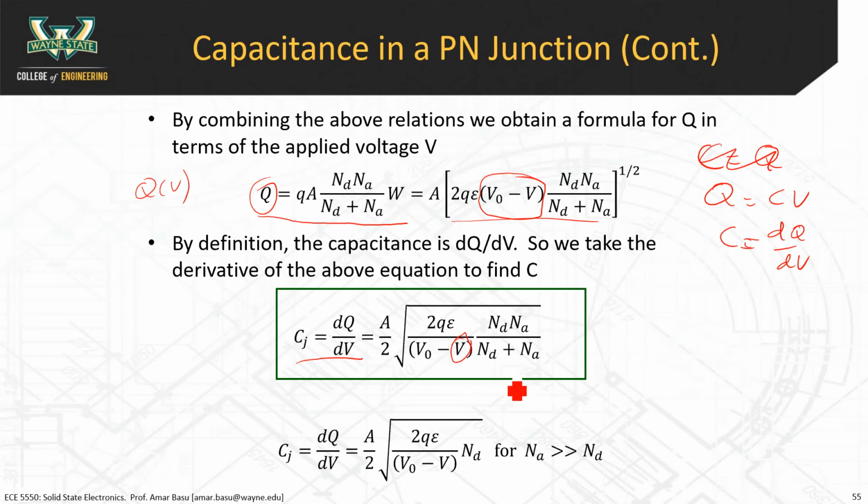So this thing in the box is the junction capacitance, or the depletion capacitance, as a function of V. Notice that as you increase V, the denominator is going to get less, so the capacitance is actually going to increase. Another thing to note about this equation is that if you have a situation where N_A is greater than N_D, or N_D is greater than N_A, the denominator will simplify. So just keep that in mind.